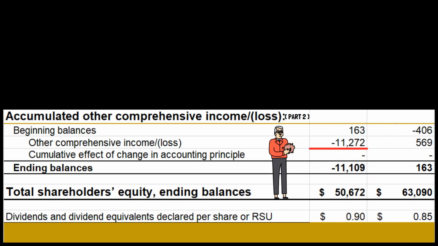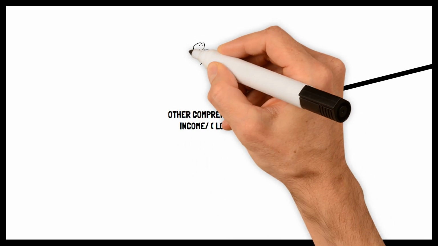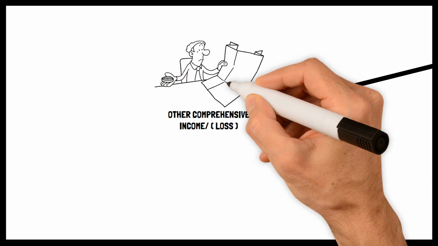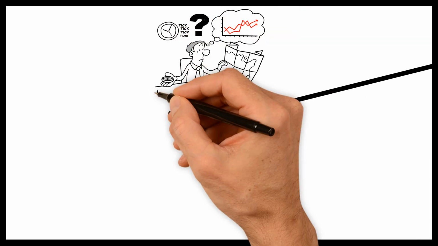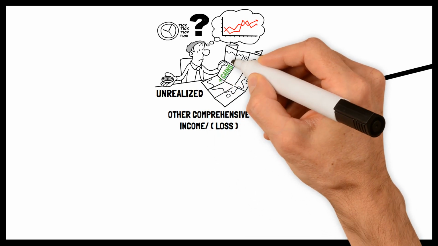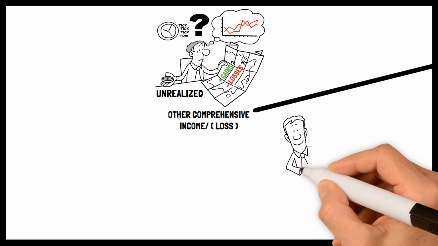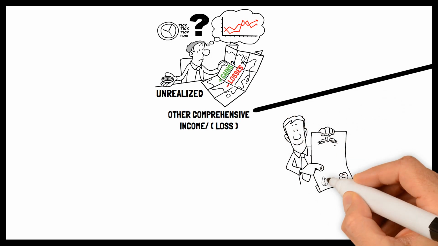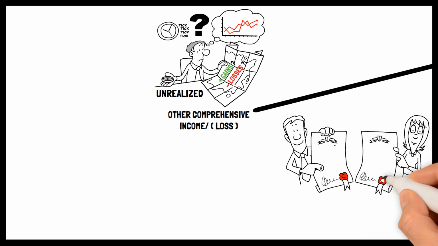Other comprehensive income or loss, or OCI, is a component of shareholders' equity that represents unrealized gains or losses on certain financial assets, as well as certain other items that are not included in the net income of a company. Here are 3 examples of items that can affect the category. 1. Unrealized gains or losses on available for sale securities.